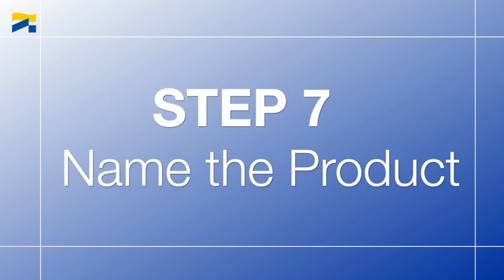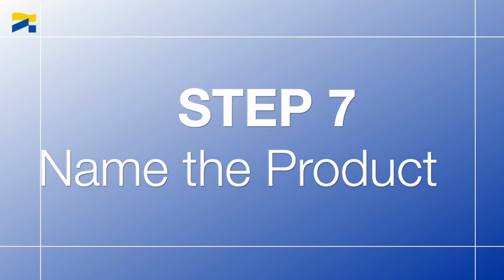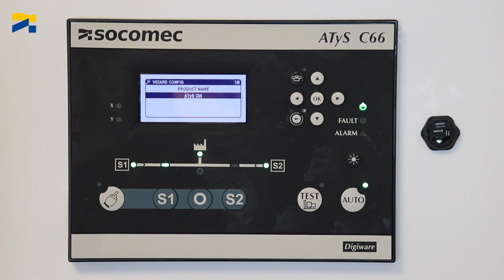Step 7. In this step, you can name the product. As default, it is named ATyS C66, but it can be changed for any combination of letters, numbers, and symbols. You can name it things such as cooling, line, etc. For demo purposes, we will just call the product ATyS C66.